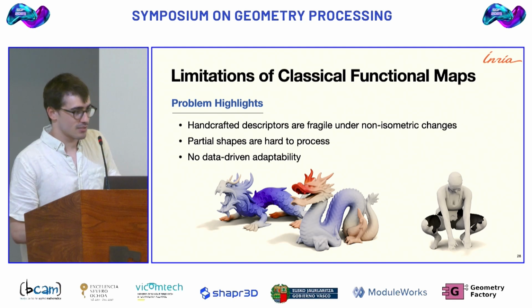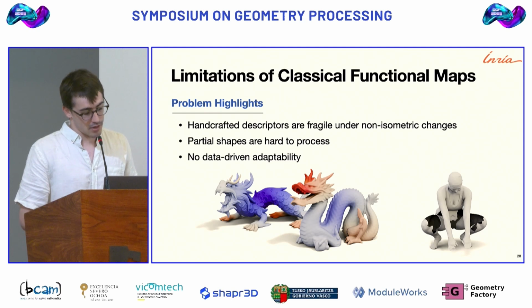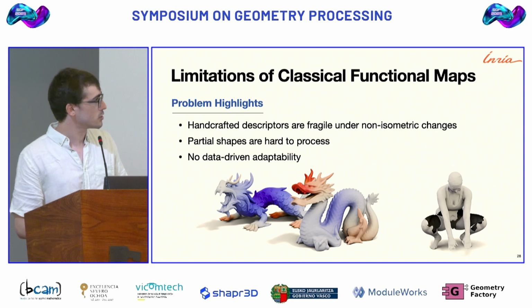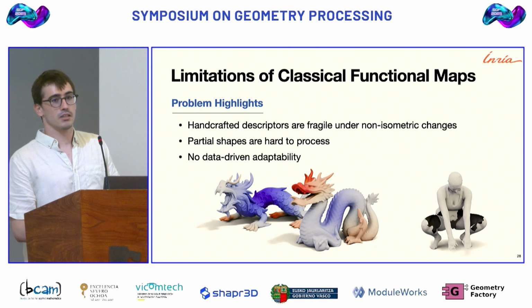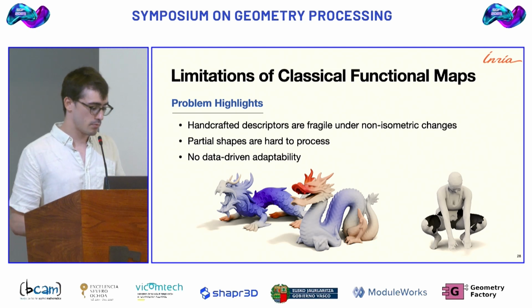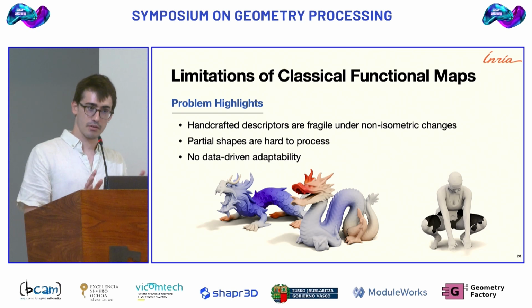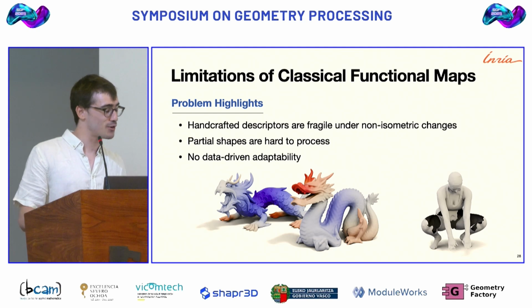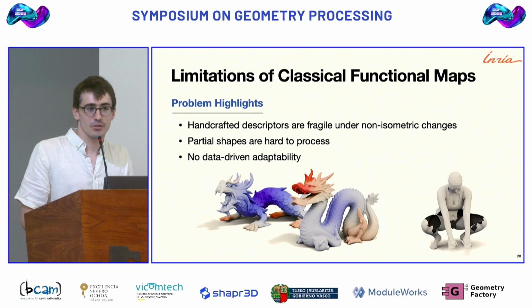But these algorithms, again, are like very nice pipelines, but in practice it's very hard to optimize for them. And there's still, I think, a lot of work to do towards partial shape matching with functional maps. A final thing is that there's no data-driven adaptability. Practitioners will come to you with matching problems where they have a small, very specialized collection of shapes, but you are just throwing some very generic curvature-based descriptors at them. And for complex shapes, there's very little chance that this is going to work.